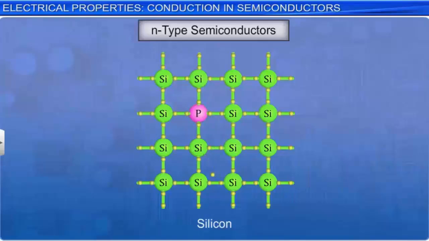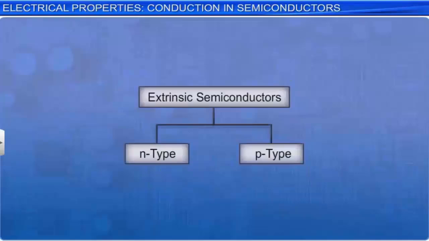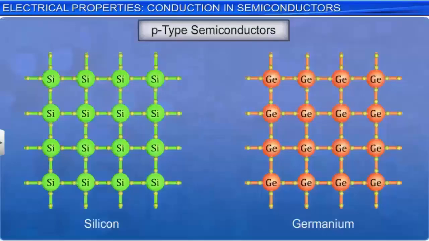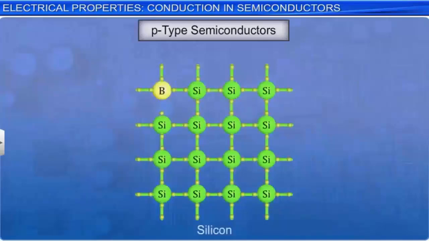Let us now study P-type semiconductors. The addition of a trivalent impurity, such as boron, aluminium, or gallium, to an intrinsic semiconductor creates deficiencies of valence electrons. As you can see here, one electron is missing from one of the four covalent bonds in the silicon crystal lattice. These are called holes.